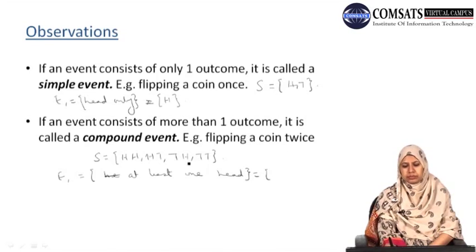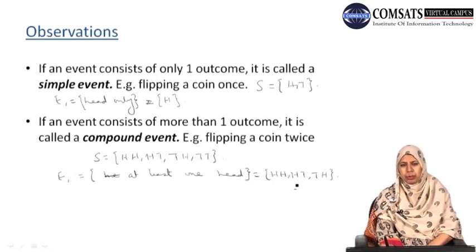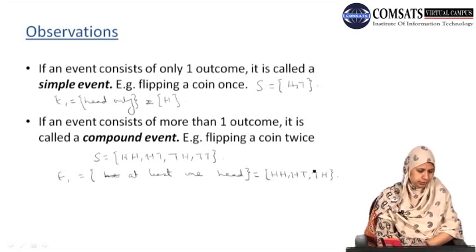Then our set of possible outcomes will be head head, head tail, and tail head. Here we have more than one outcome from our sample space, which means that this event is a compound event.